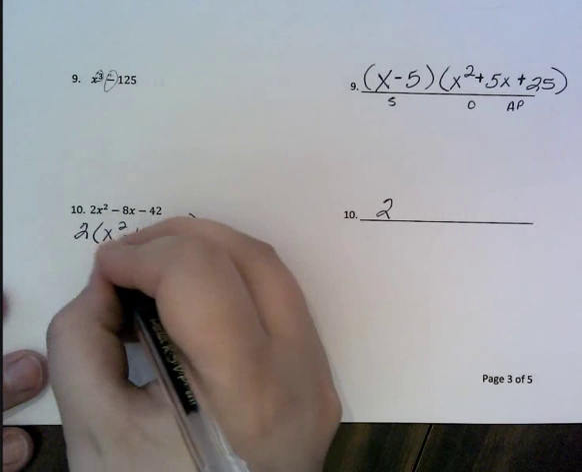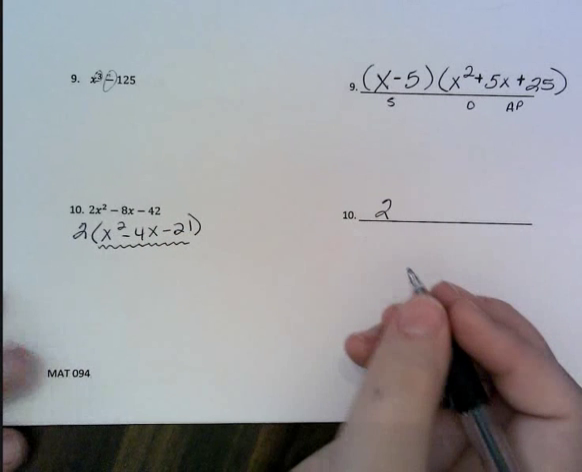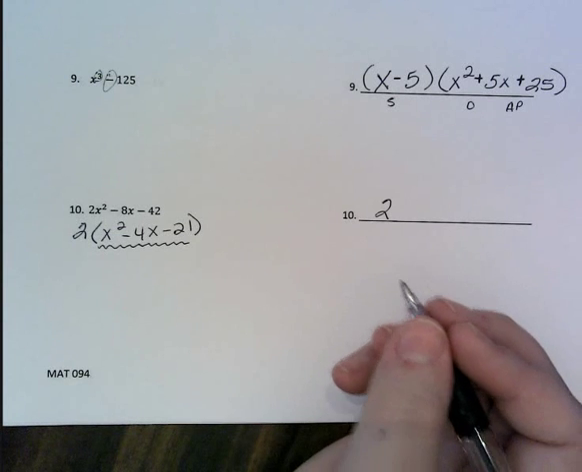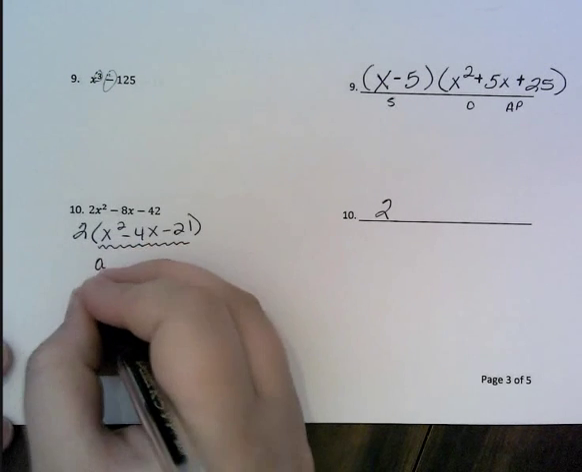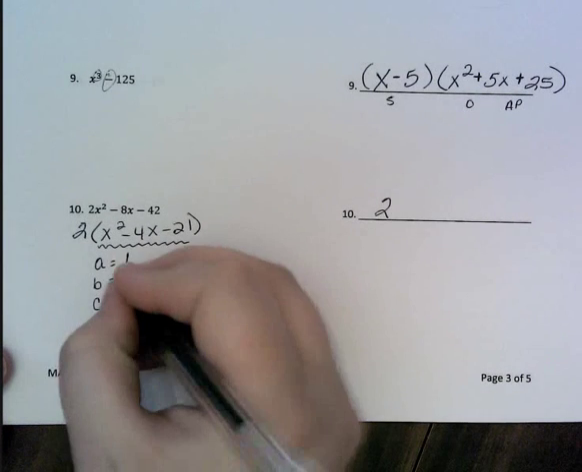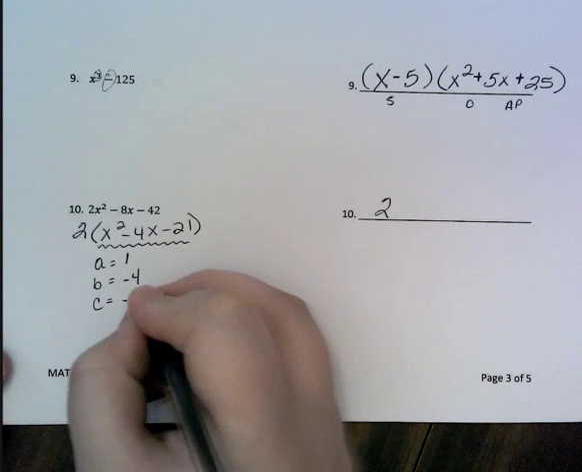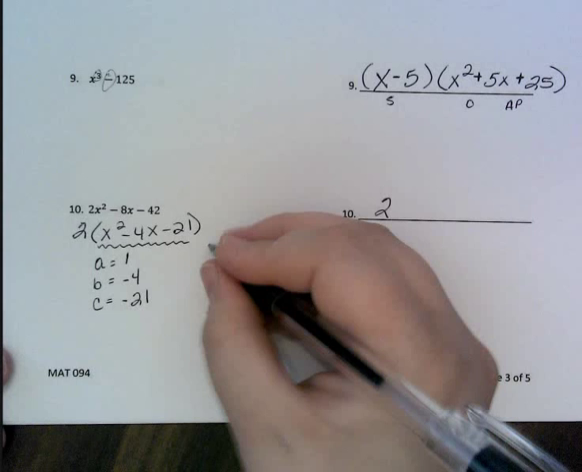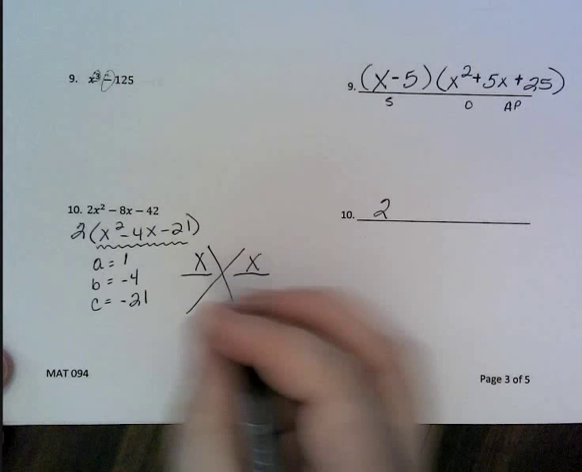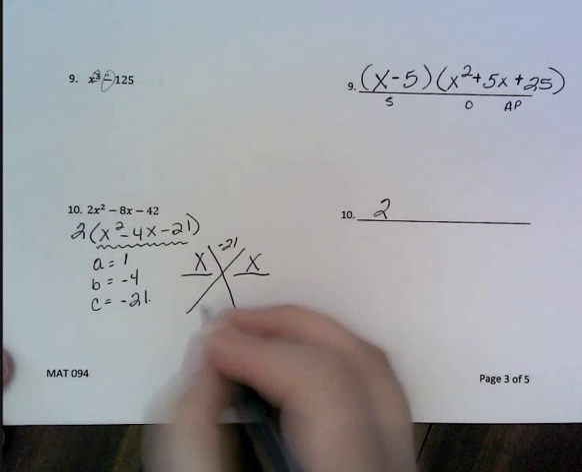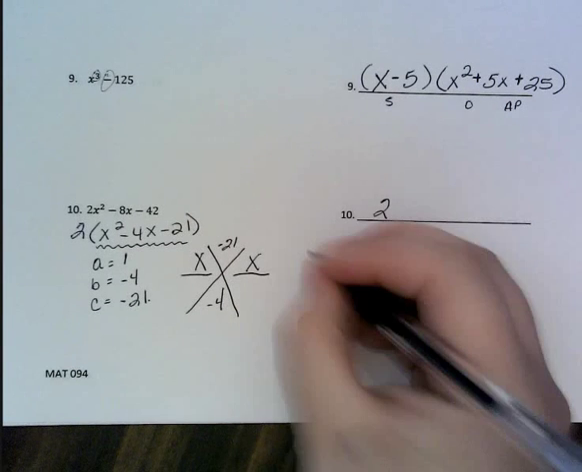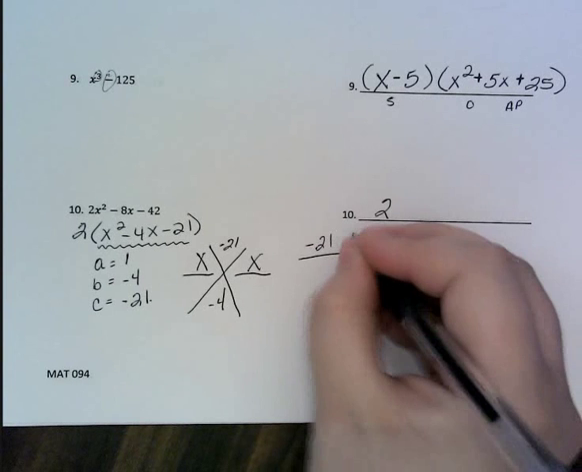Then you identify the number of terms inside of your set of parentheses. There are 3 terms, so that means that we're going to use our AC method. So we have A, B, C. So my A is 1, B is -4, C is -21. I need to set up my X. So A times C goes up top, and B goes down at the bottom. And I need to find out what multiplies to give me -21 and adds to give me a -4.